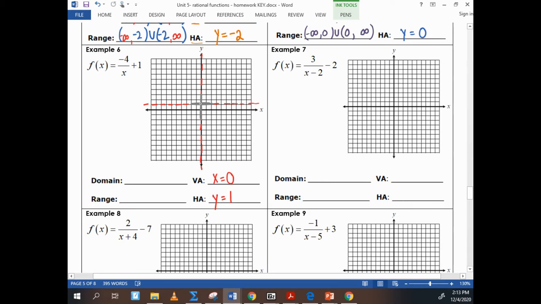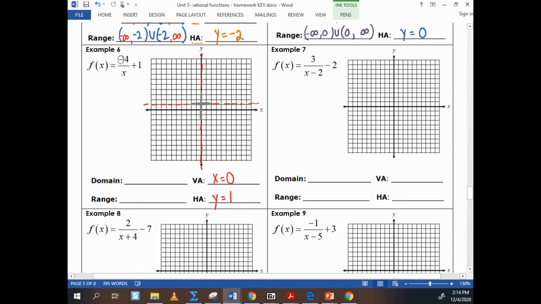Now, this example is a little different. If you'll notice right here, we've got a negative a value, which meant that our graph that used to be up here in quadrant 1 is going to be reflected over the x-axis. It makes it negative, so it's going to end up down here in quadrant 4. Same thing, it was going to be over here in quadrant 3, it's going to flip up to quadrant 2.